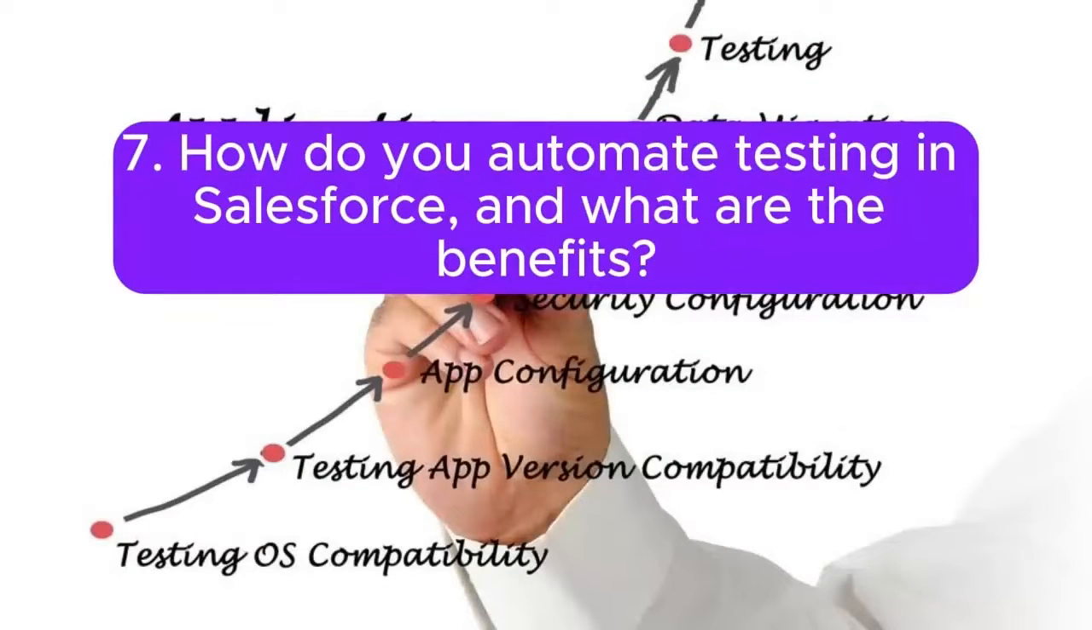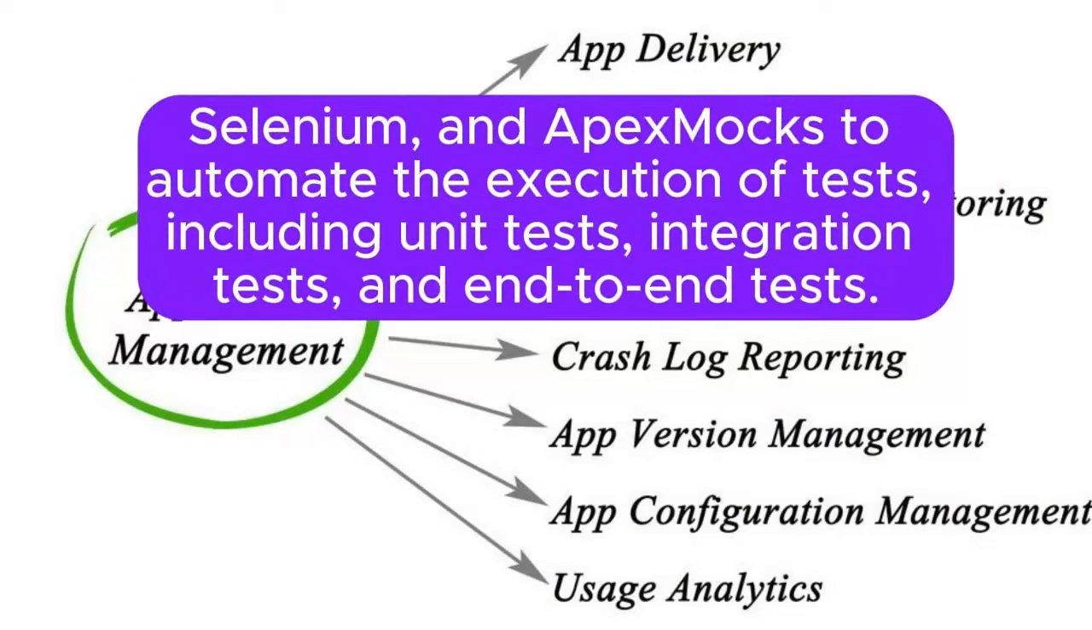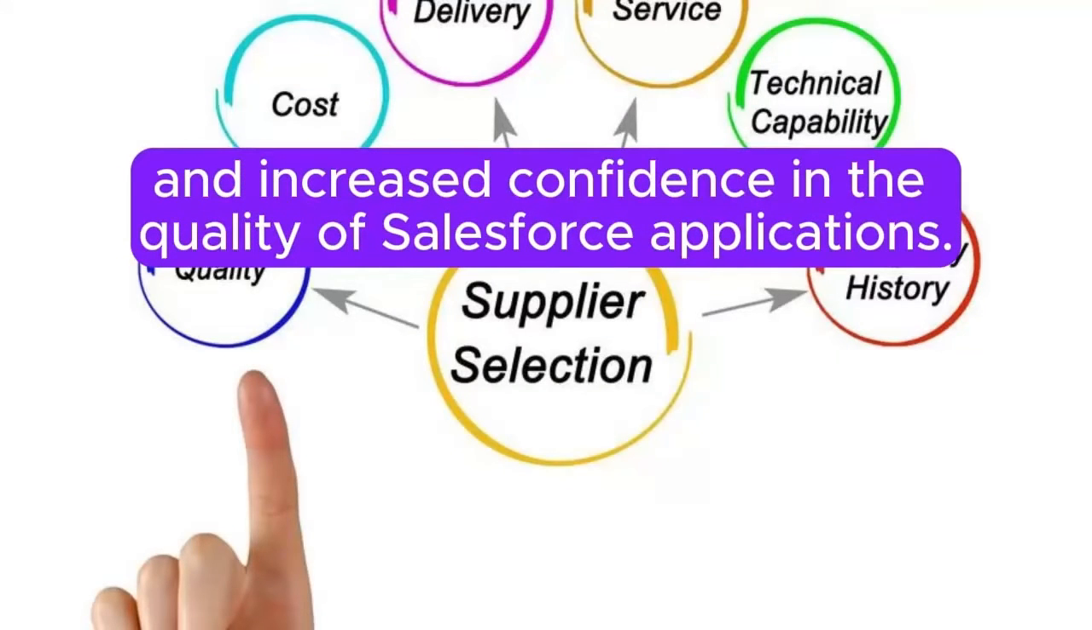7. How do you automate testing in Salesforce, and what are the benefits? Answer. Testing automation in Salesforce involves using tools like Salesforce Test Automation Framework, Selenium, and Apex mocks to automate the execution of tests, including unit tests, integration tests, and end-to-end tests. Benefits of test automation include faster test execution, improved test coverage, reduced manual effort, early detection of defects, and increased confidence in the quality of Salesforce applications.